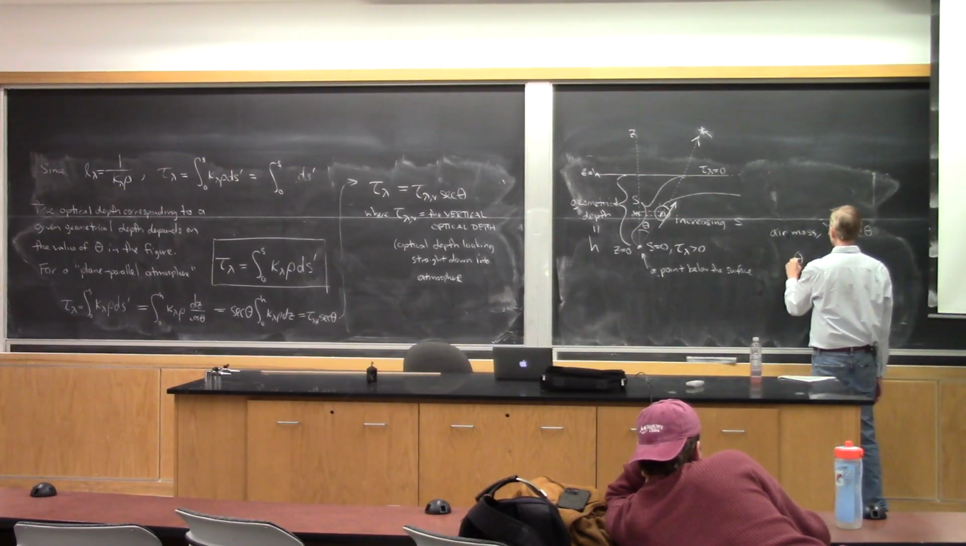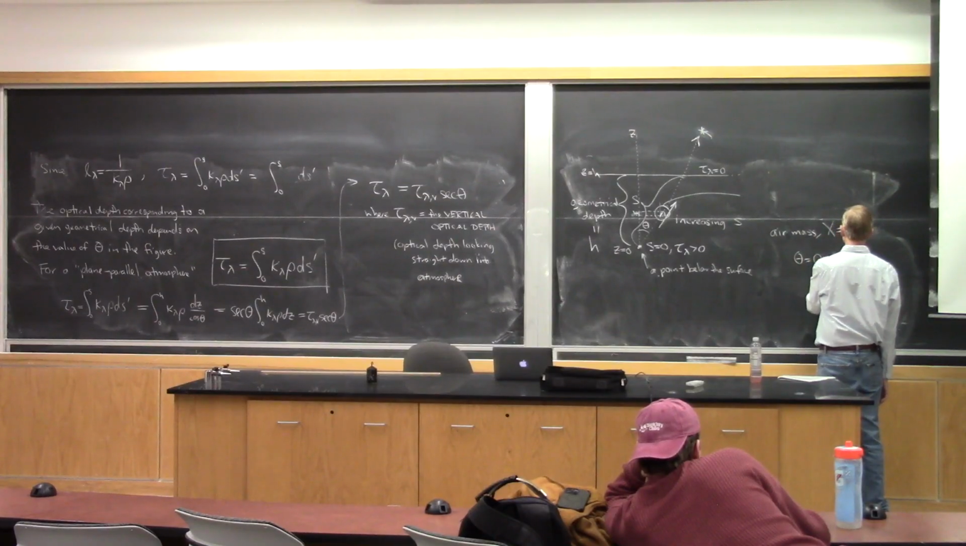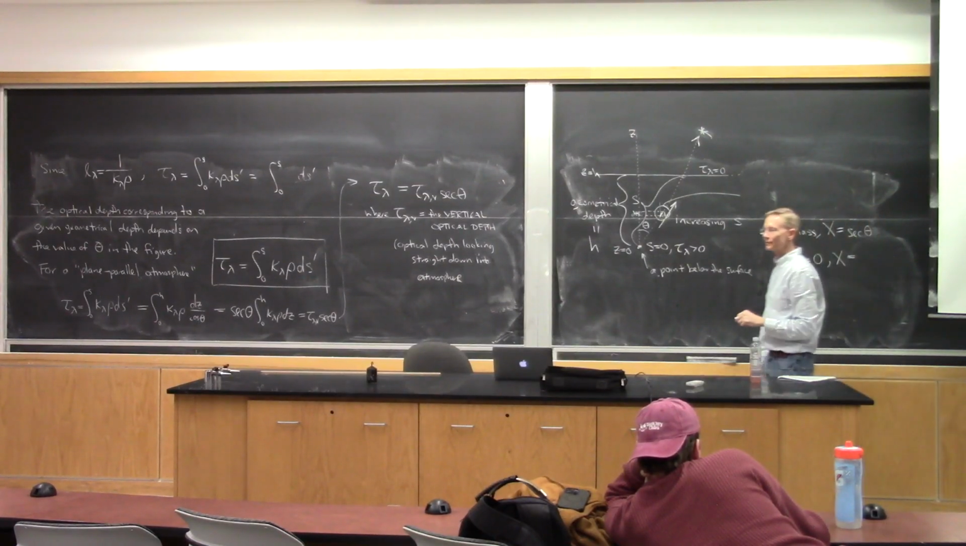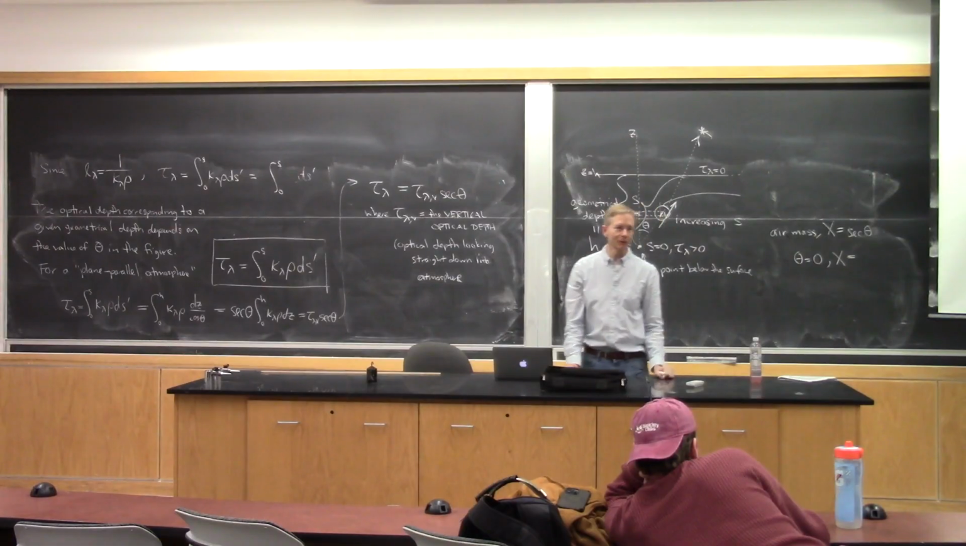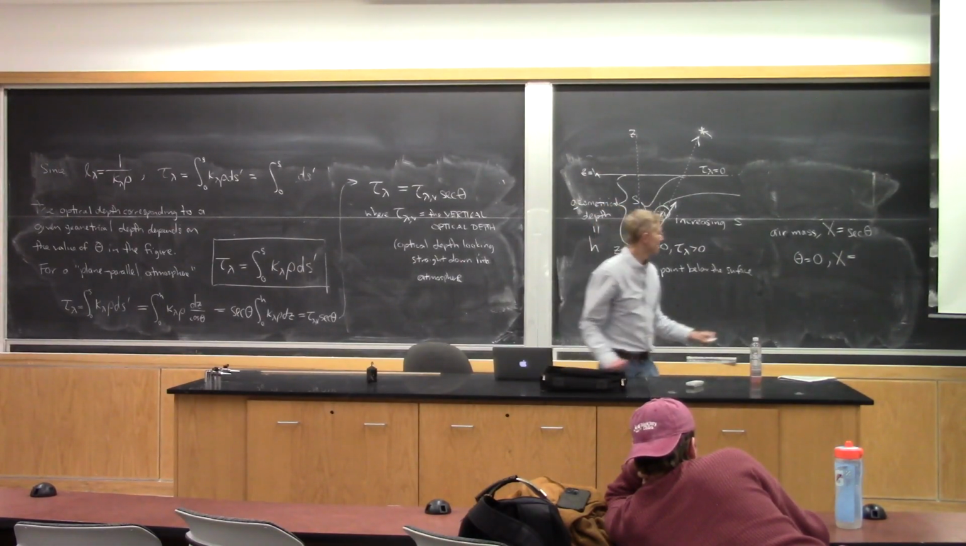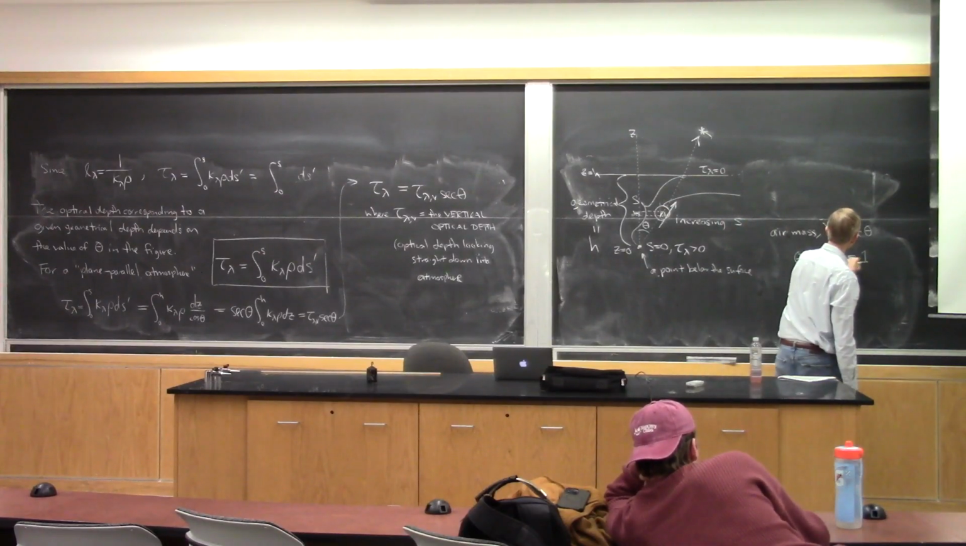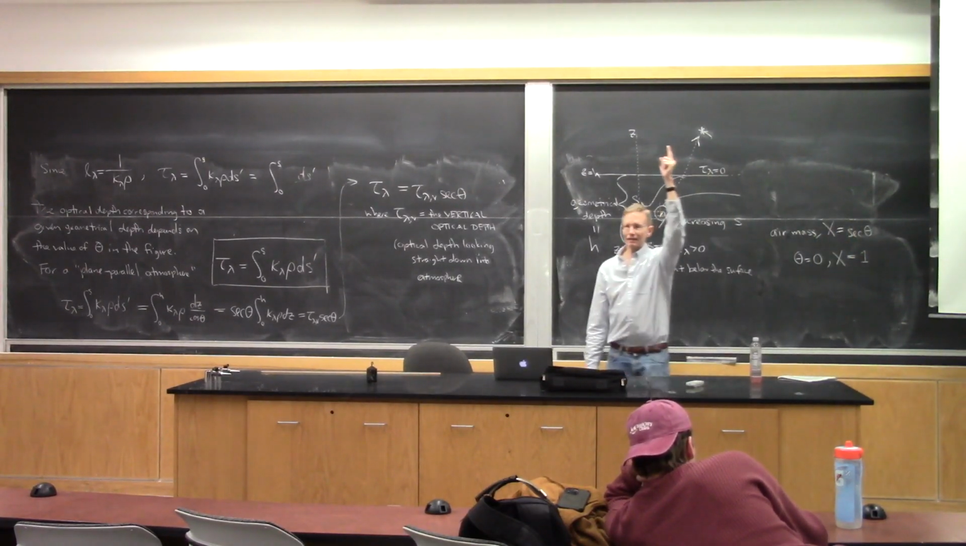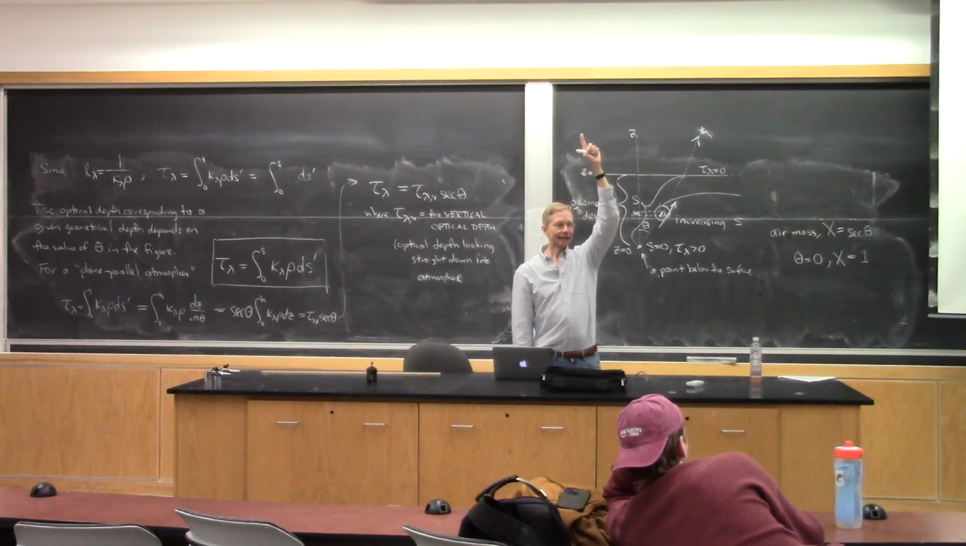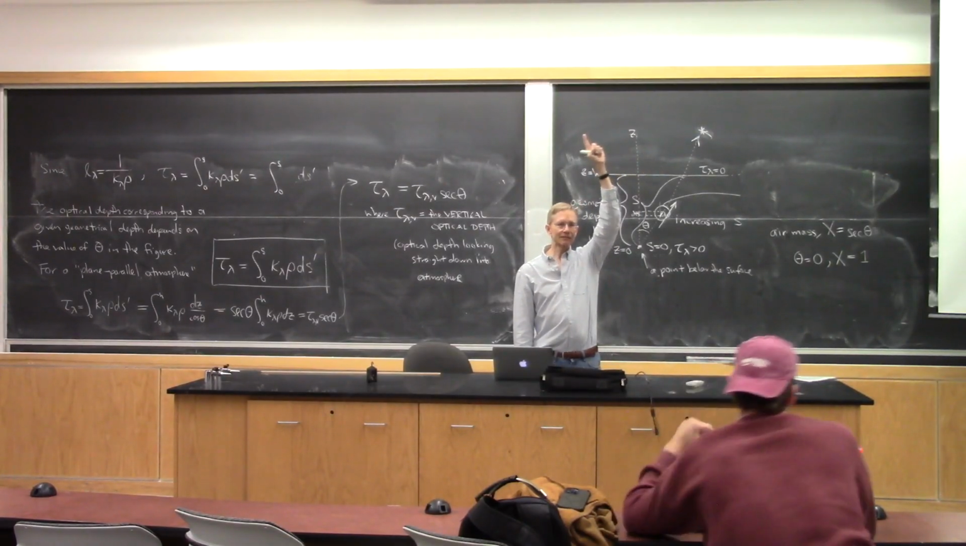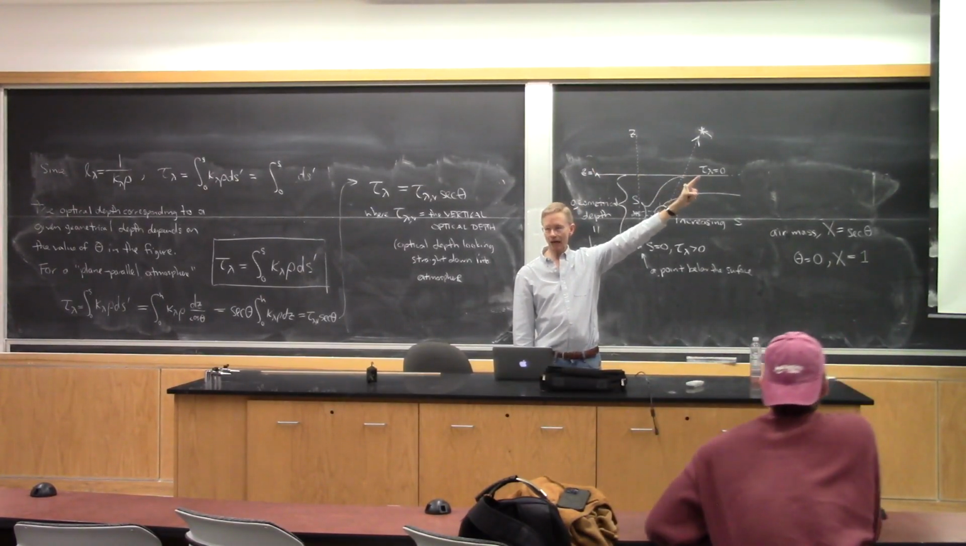So if theta is equal to 0, what is X equal to? What's the secant of 0? What's 1 over the cosine of 0? 1. X is equal to 1. So straight overhead, the air mass is 1. And at any other angle theta, it's the secant of theta.